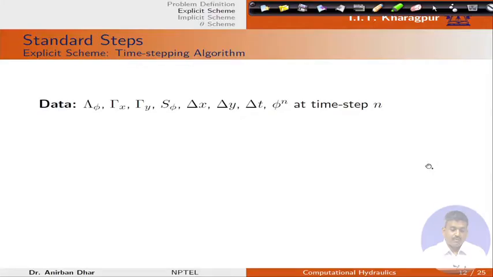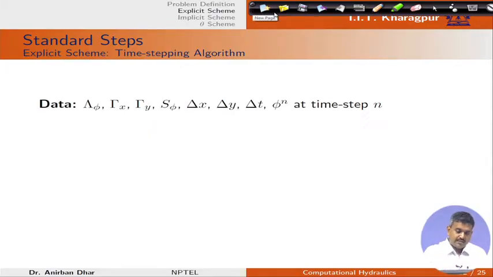Now, we need to see how to get the solution with this explicit scheme. So, what are the standard steps for this explicit scheme? Because we need time stepping algorithm. What is this time stepping algorithm? In time stepping algorithm, we define the values with change in time in terms of our governing equation, and we write it in algorithm format.